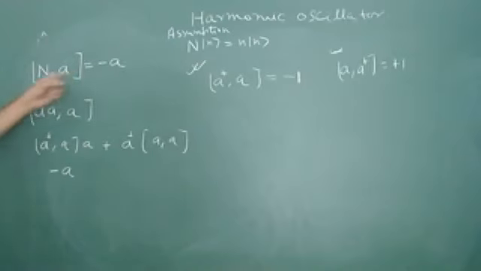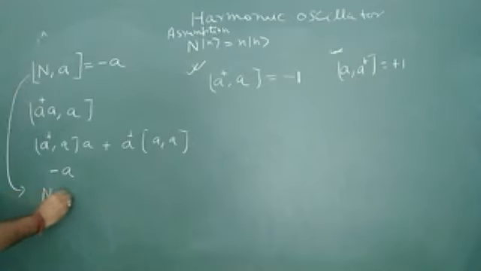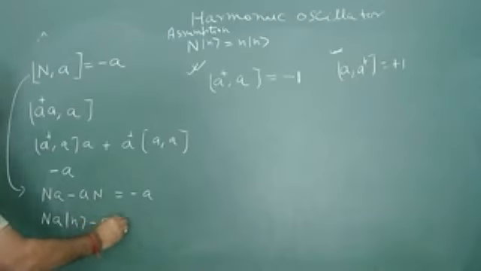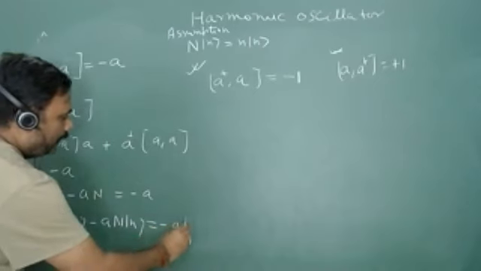So if we are using this equivalence, I can write from here to here, NA minus AN is equal to minus A. So what can we write? We can apply the ket on both sides. So what can we write? N A n minus A N n is equal to minus A n.